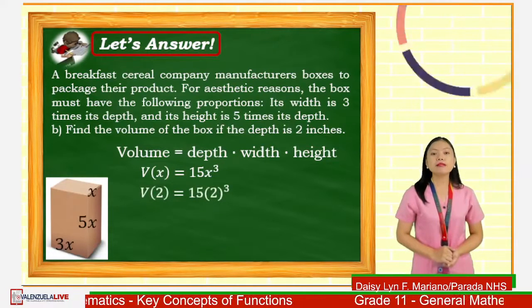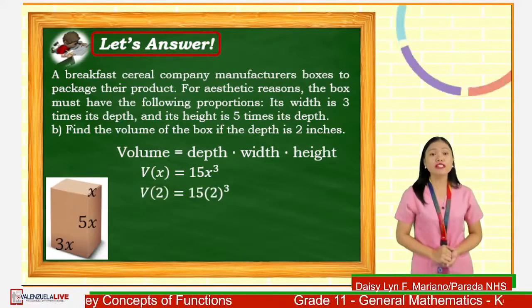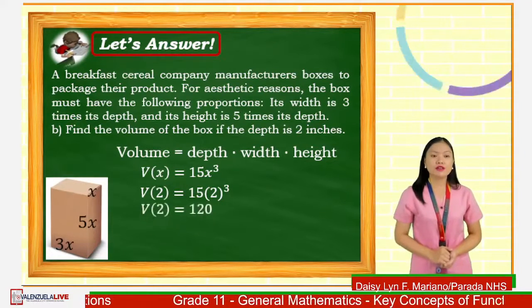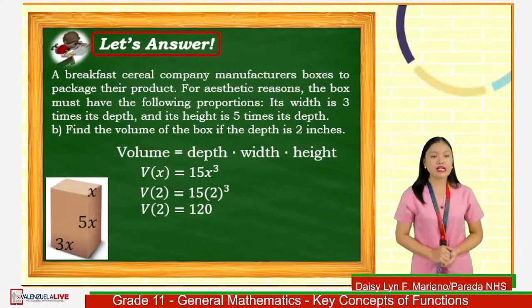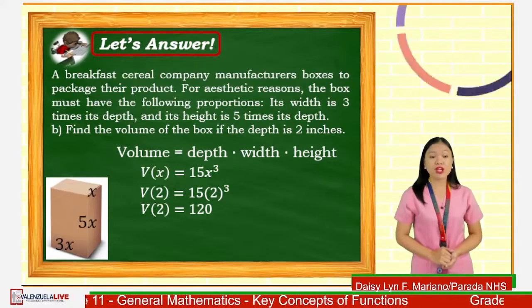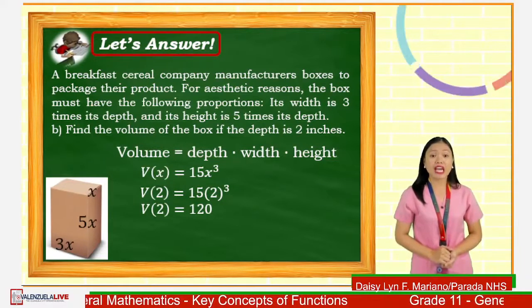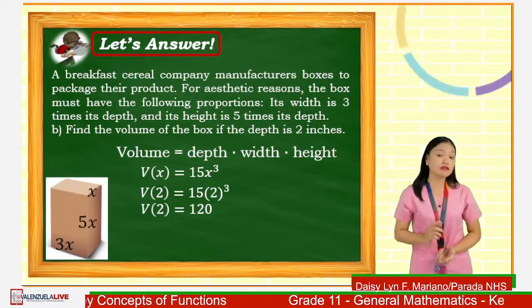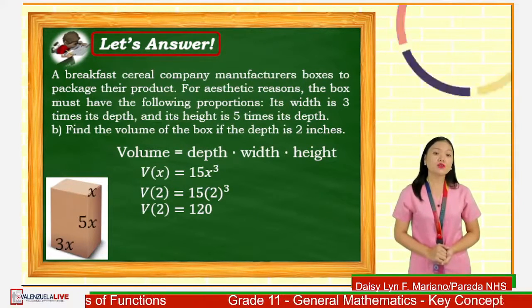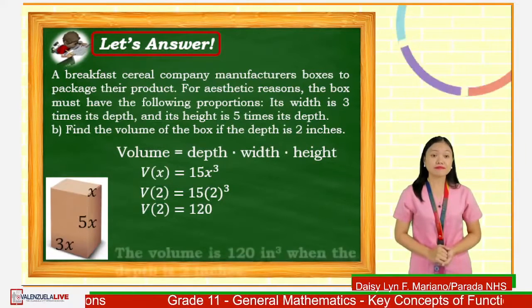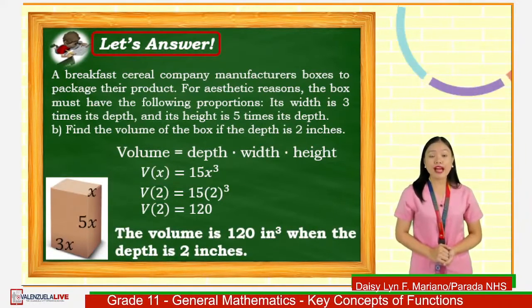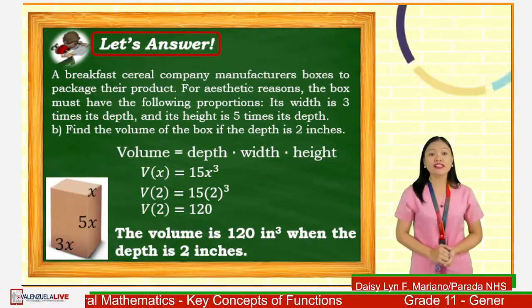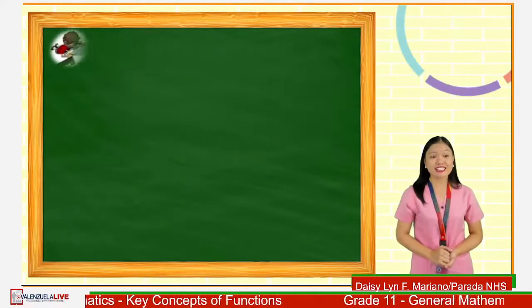Next, we simply substitute 2 in the variable x, then perform the operation. That is, V of 2 is equal to 15 times 2 raised to 3. 2 raised to 3 is 8. Multiplied by 15 is 120. So, V of 2 is equal to 120. The volume of the box is 120 cubic inches when the depth is 2 inches.